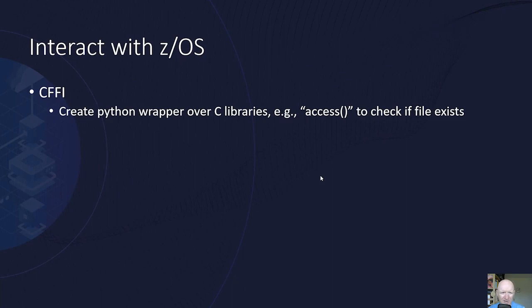Then finally, there is something called CFFI, which is a way to create a Python wrapper over C libraries. So instead of doing the IDCAMS LISTCAT to check if a dataset exists, you can call the access C routine, and then you could wrap that in CFFI to make a Python library available that gives you access to that C routine. That is obviously much more efficient and high performant than some of the other options, but you would have to use the CFFI module to generate that wrapper over the C library, so it's not a standard solution.